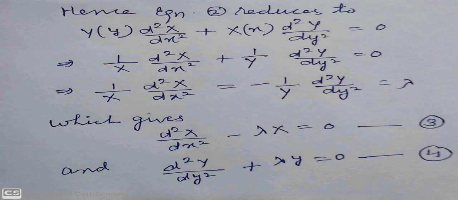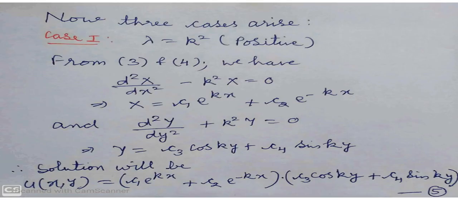So equation 2 will reduce to the form Y·d²X/dx² + X·d²Y/dy² = 0, which on simplification gives (1/X)·d²X/dx² = −(1/Y)·d²Y/dy² = λ. On further simplification, equations 3 and 4 will be obtained. Now here three cases arise.